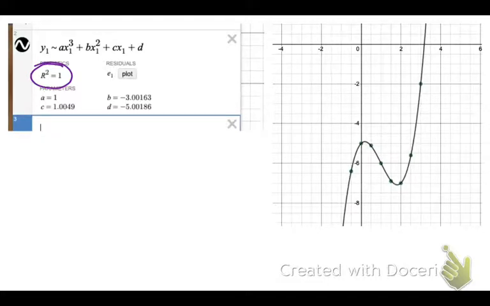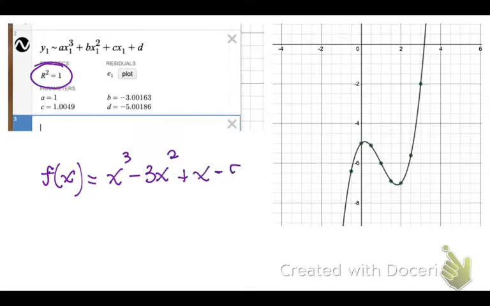So when we plug A, B, C, D in, our function rule that's going to best estimate these points would be x to the third minus 3x squared plus x minus 5. That would be the final function rule there.